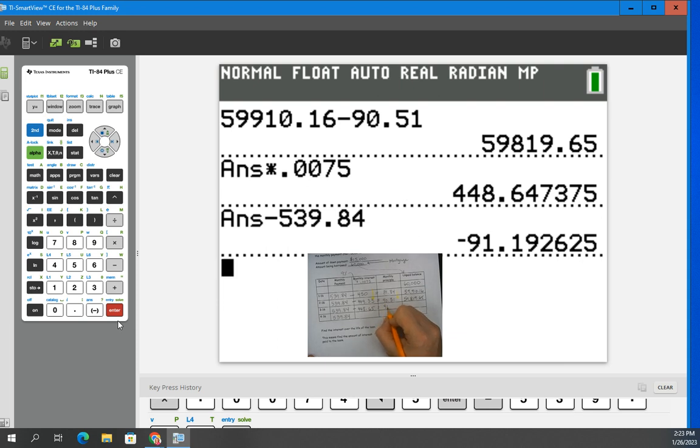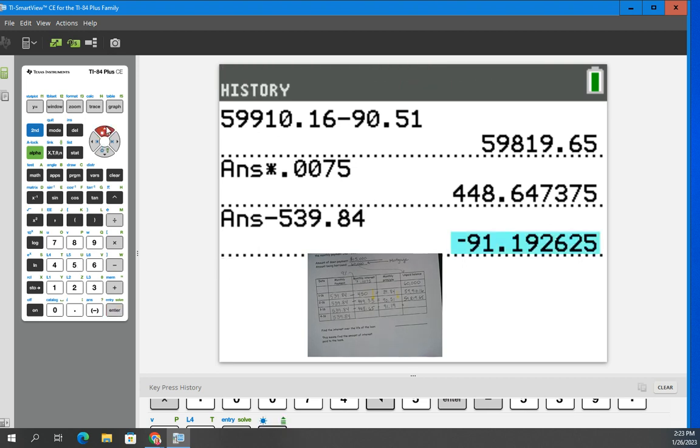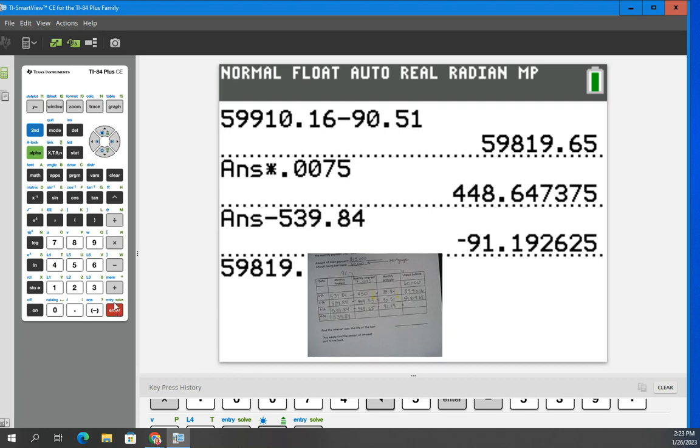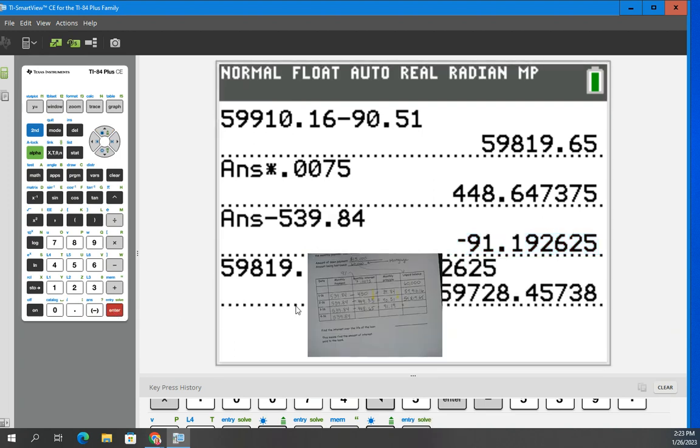So now we have a whole $91.19 coming off. I'm going to go back up here and grab this one. And I'm going to add this. So now I get $59,728.46.